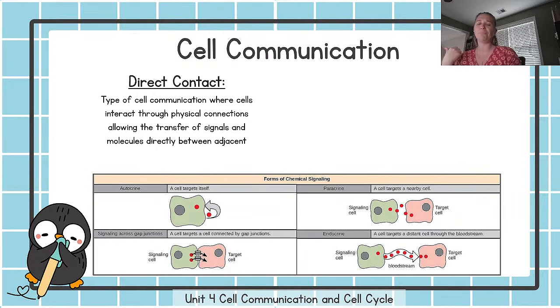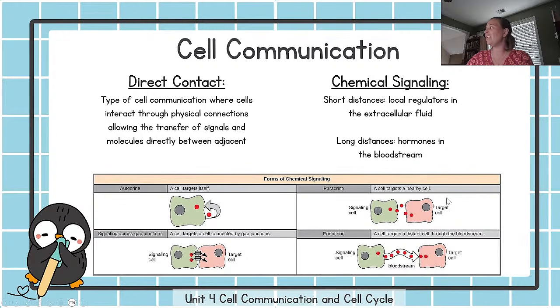So cell communication. One thing is that we can go through direct contact. Cells have these things called glycolipids and glycoproteins on their cell membrane. The receptors can come directly in contact with one of those glycoproteins or glycolipids on the membrane. So through physical connections, they can allow signals to be passed directly between the two, okay?